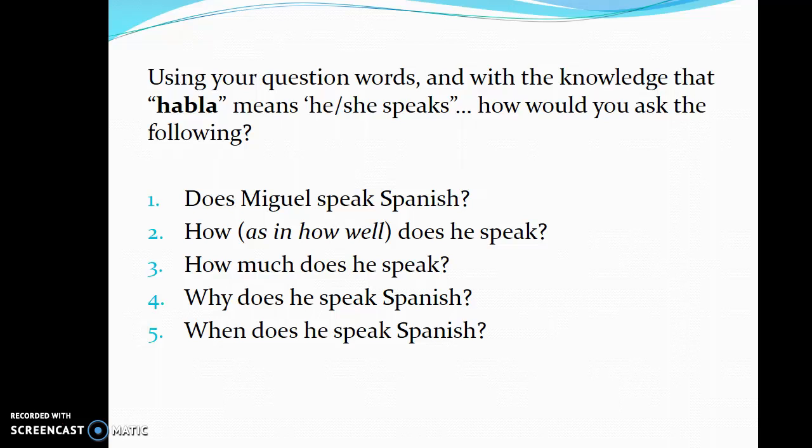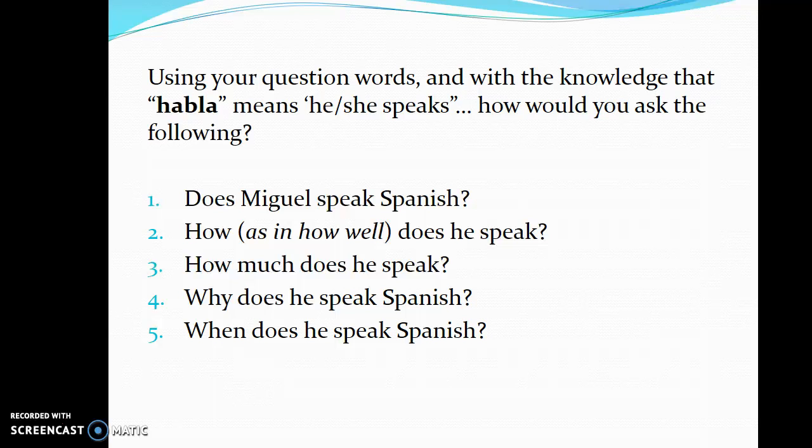So quick practice. So using your question words with the knowledge that habla means he or she speaks, how would you ask the following questions? Okay, número uno, does Miguel speak Spanish? First thing, Spanish does not have an equivalent of does. Okay, so that idea is implied in the sentence. All we need is the idea that Miguel speaks Spanish and make it sound like a question. Okay, so one way would be Miguel habla español. If you want to do the inverted order, we would say habla Miguel español or habla español Miguel.